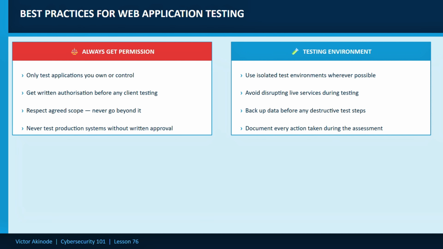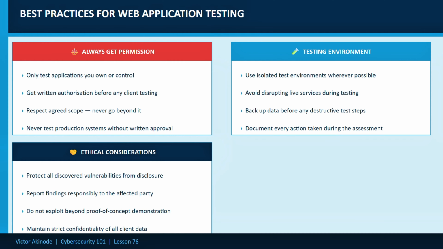The second one is testing environment, and here you must use isolated testing environments when possible, not production. You must avoid disrupting live services that customers are using. You must back up data before performing destructive testing, and you must document all actions you take during testing.